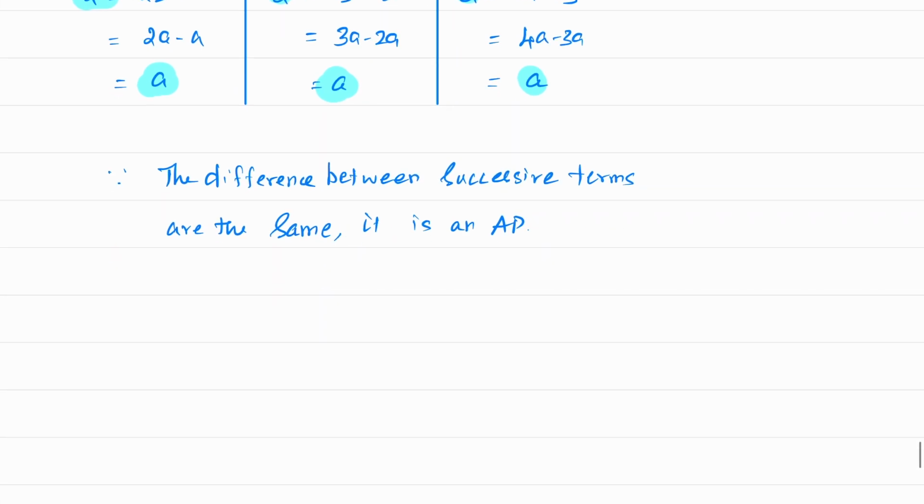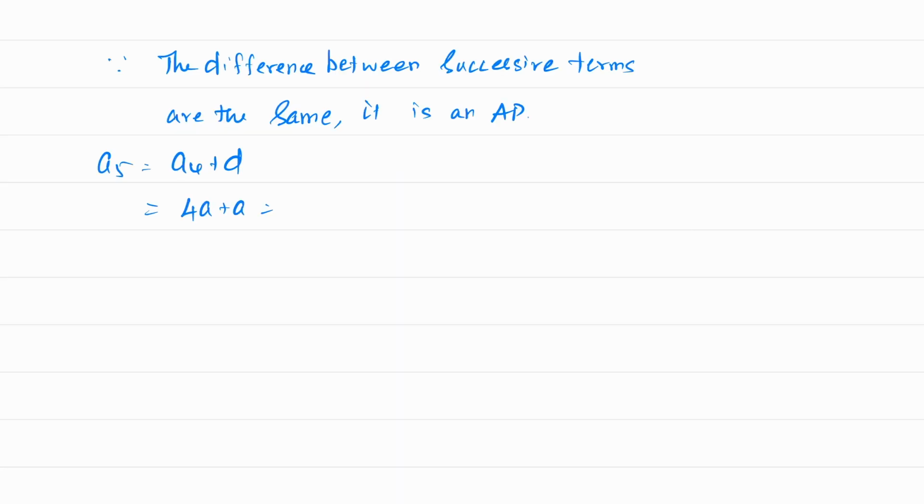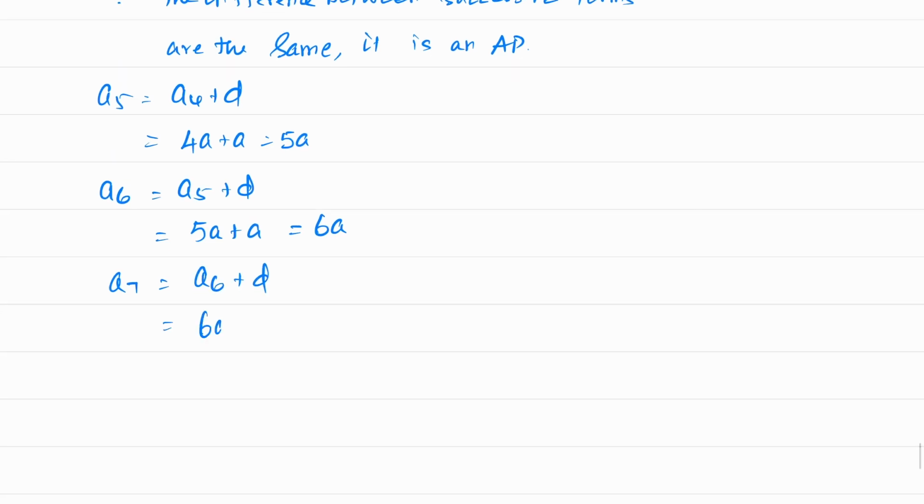So this is A5 equals A4 plus D, 4A plus A equals 5A. Similarly, A6 equals A5 plus D, which is equal to 5A plus A equals 6A. Similarly, A7 equals A6 plus D, which is 6A plus A equals 7A.